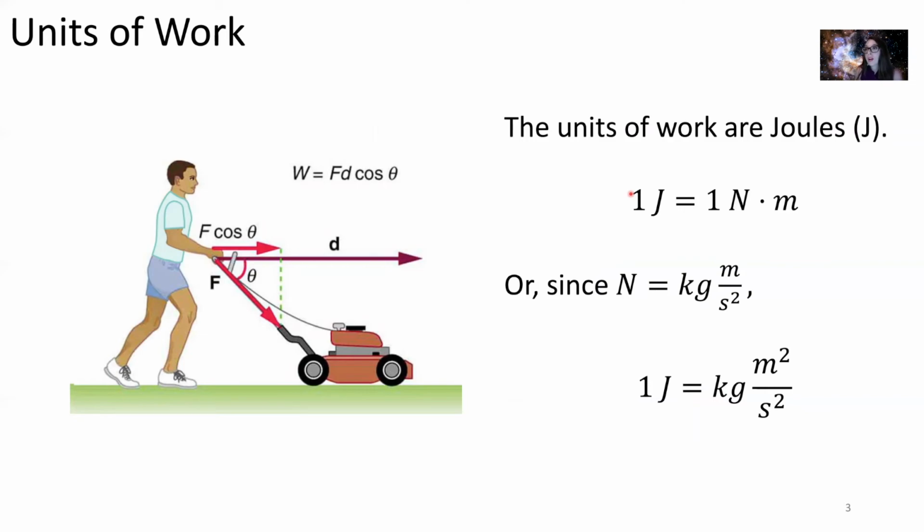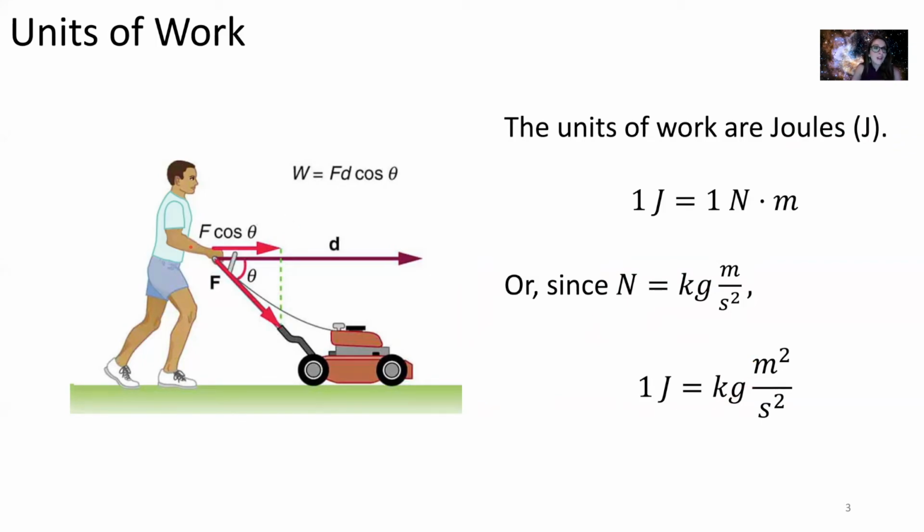The unit of work is what we call a joule. This is also the same unit that we're going to use for energy. It's named for a person with the last name of Joule, and we abbreviate it with a capital J. 1 joule is the same thing as 1 Newton times meter, okay? And since a Newton is a kilogram meter over seconds squared, that means 1 joule is a kilogram meter over seconds squared times meter. So 1 joule is a kilogram meter squared over seconds squared.